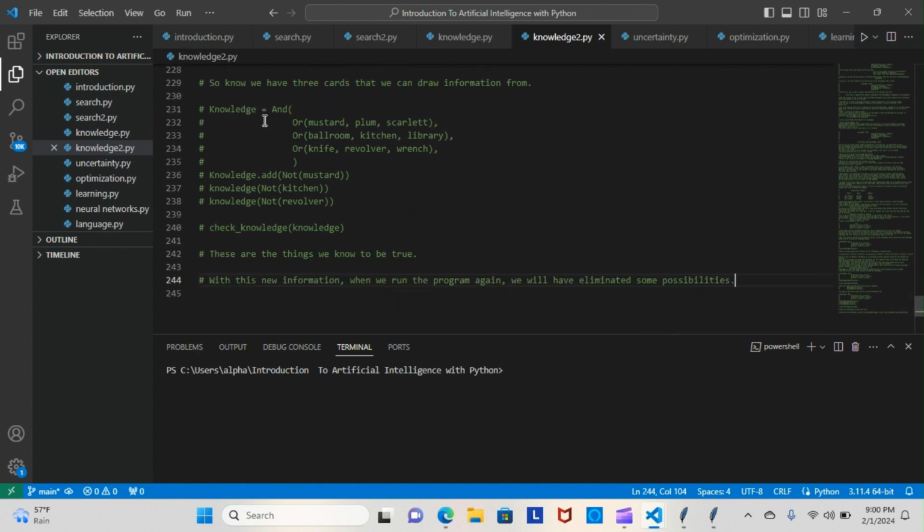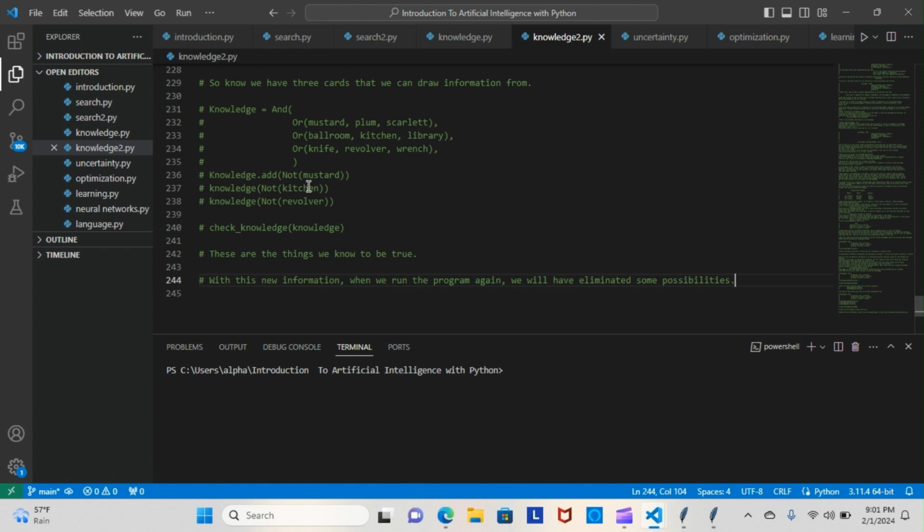You can still see inside the knowledge base, the And symbol. It was either Mustard, Plum, or Scarlet. It either happened in the ballroom, the kitchen, or the library, and either a knife, a revolver, or a wrench was used. But now we have some additional information here. We had three additional cards that we plucked from other players. And this one here says knowledge.add not Mustard, meaning we got a Mustard card. So he was eliminated from the process because we have his card. He couldn't be the criminal.